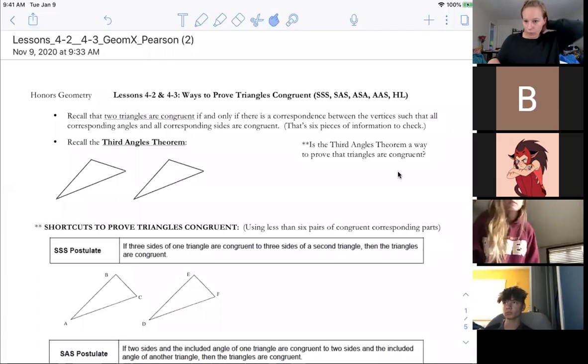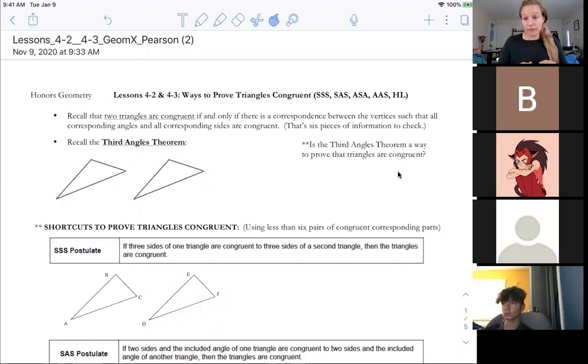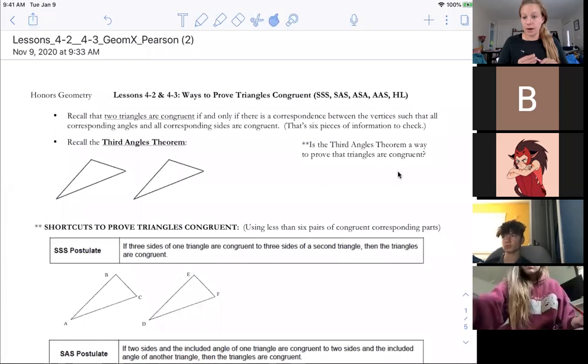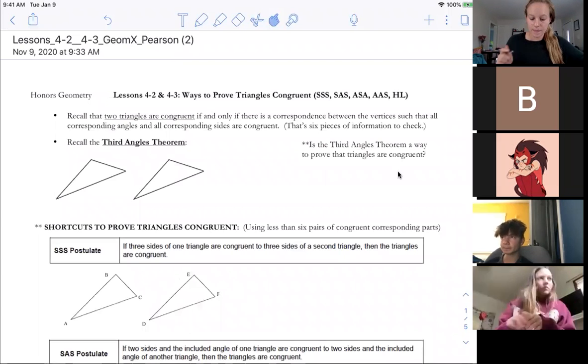So we're on lesson 4243. This is the first day of it, so I have to teach you a lot of basics and do some examples. We are not going to finish these notes. We'll finish them tomorrow when we're all together, or whatever day I see you, whenever we're all together.